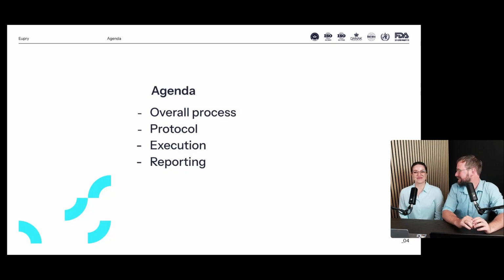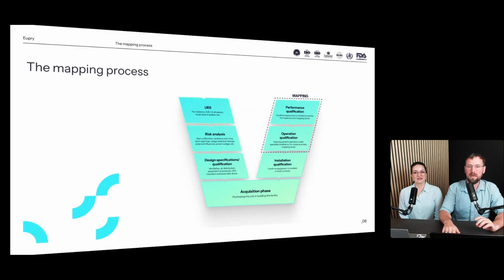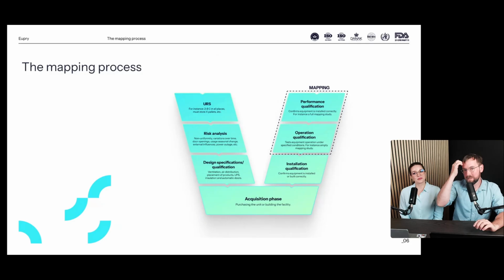Exactly. Should we just get started? Yes, please. There's a lot to talk about. So first of all, looking at the mapping process. If this is something you've done before, this might sound very familiar, but just to get on the same page here, one of the things we often see a bit of confusion on is where does mapping even fit in terms of validation?